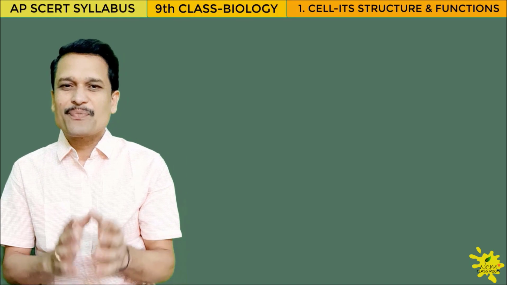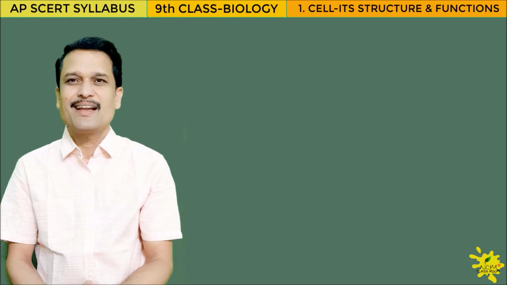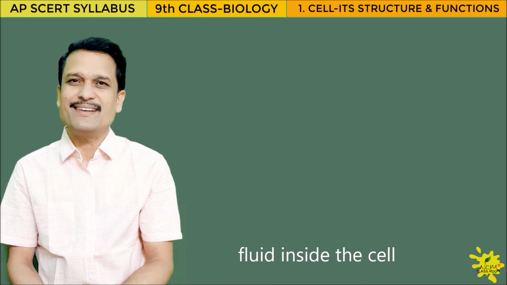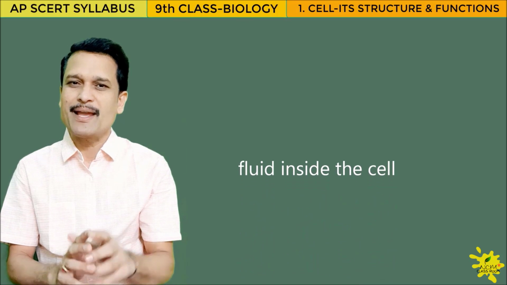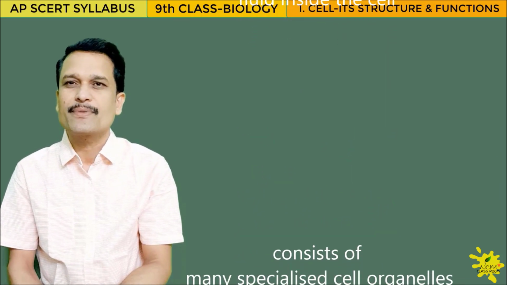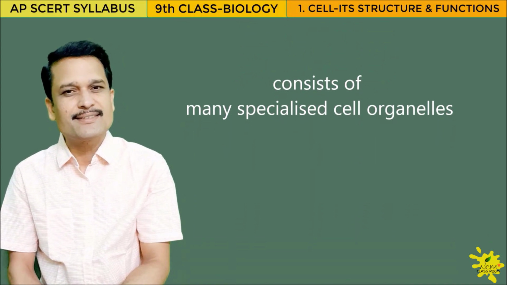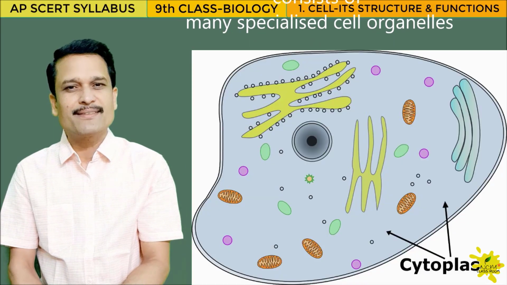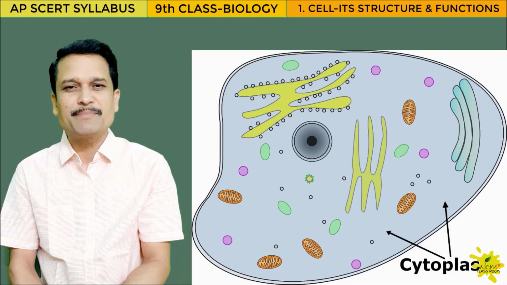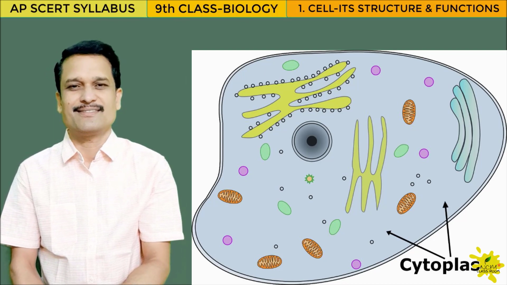Now let us see the difference between the cytoplasm and protoplasm. Cytoplasm, it is a fluid inside the cell which is bounded by plasma membrane in both the cells usually. It consists of many specialized cell organelles such as nucleus, Golgi complex, mitochondria, endoplasmic reticulum, chloroplast, lysosomes, ribosomes, vacuoles, etc.